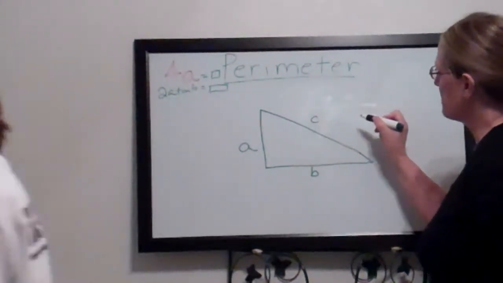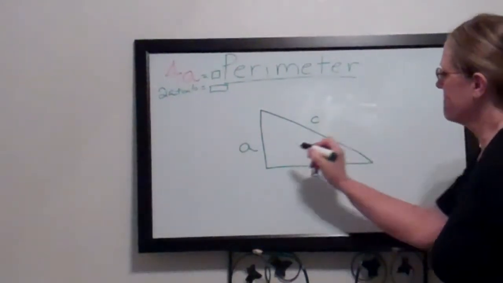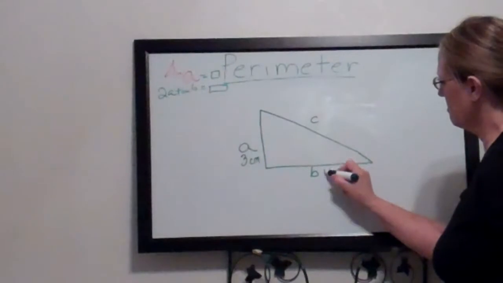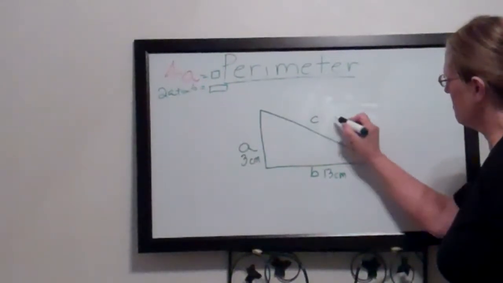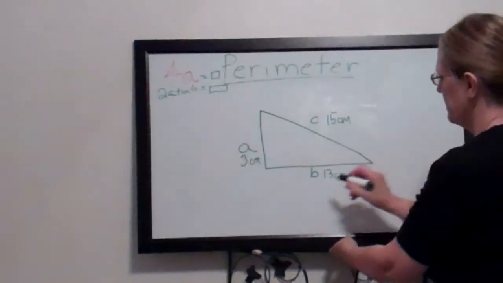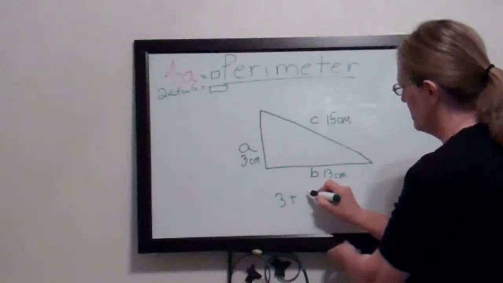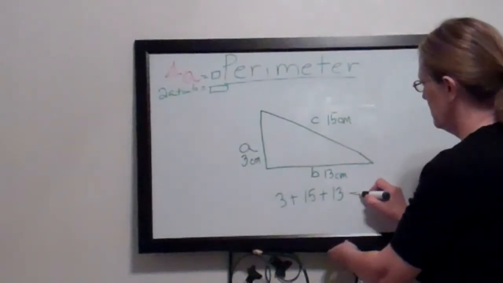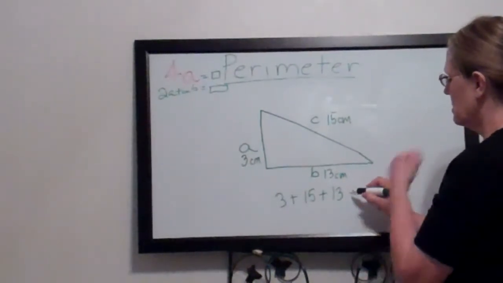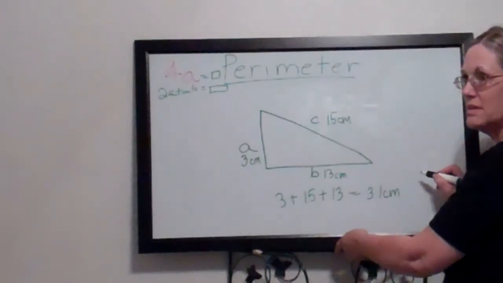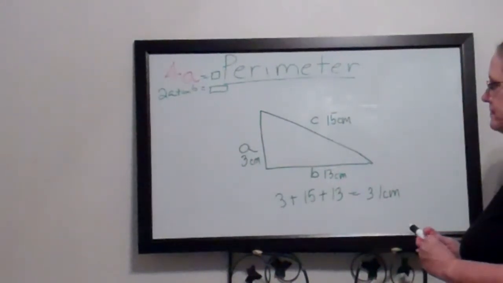Okay, Nancy, since you're up here, do you want to solve this problem? I'm going to tell you the measurements. Side A is 3 centimeters. Side B is 13 centimeters. And side C is 15 centimeters. Okay, find the perimeter, please. Centimeters? Very good. 3 plus 15 plus 13 is 31 centimeters.